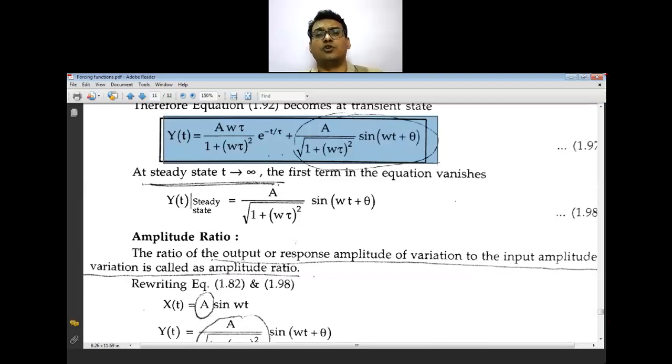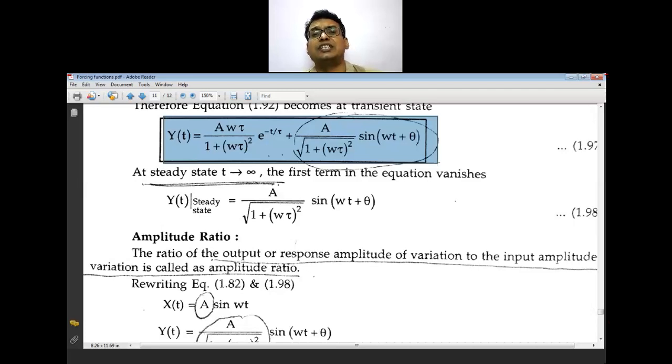So this is the response equation for the sinusoidal forcing function. You can go through this derivation also. Y(t) is equal to A omega tau upon 1 plus omega tau square e raised to minus t upon tau, plus A upon root of 1 plus omega tau square sine of omega t plus theta.